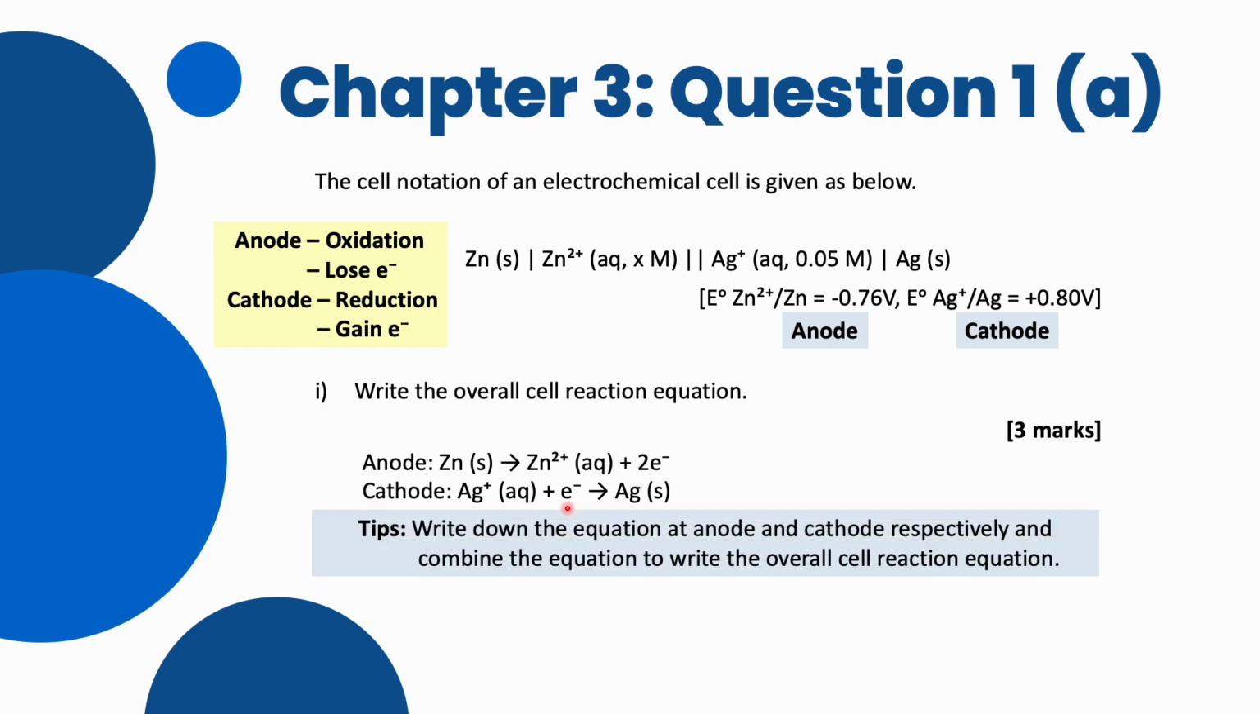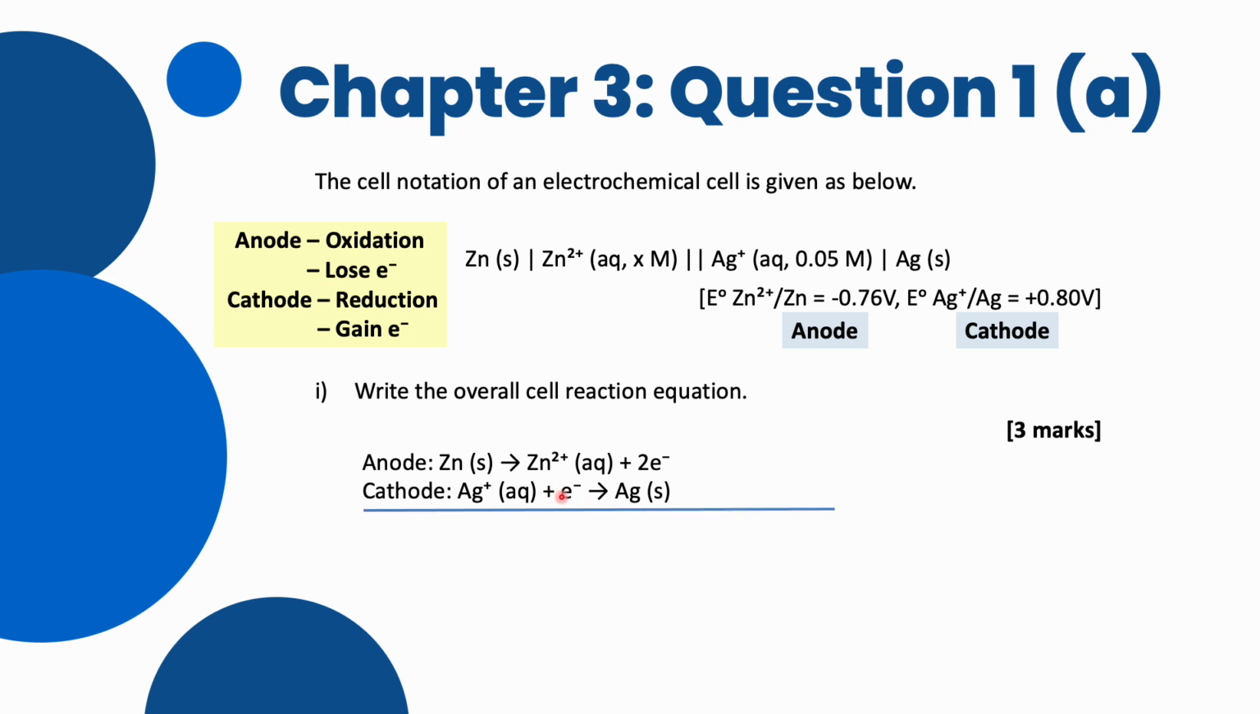Based on the tips, we have done the first step. Next, we have to combine the equations to write the overall cell reaction equation. To combine them, we have to make sure that the electrons are the same. In this case, here our electron is 2, here our electron is 1, so we cannot combine them straightforwardly. To make sure the electrons are the same, we have to multiply all of the equation at the cathode by 2. Why? Because we want the electron to become 2 electrons.